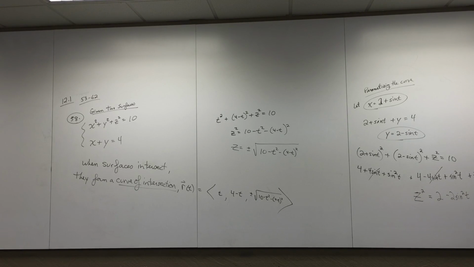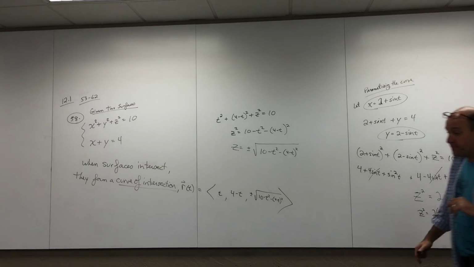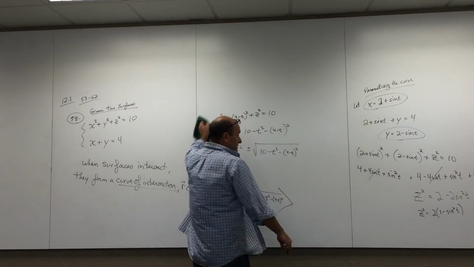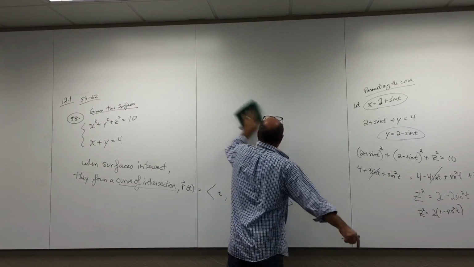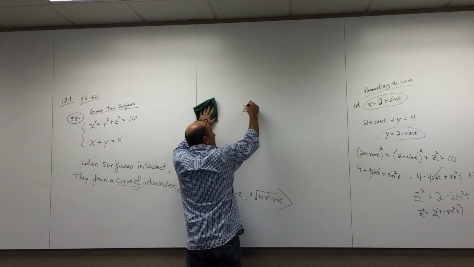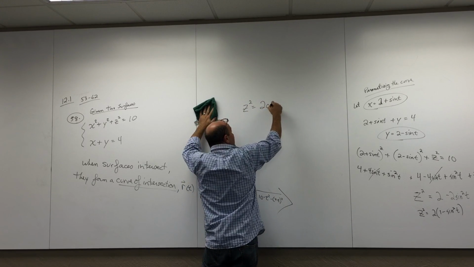You following my math? All right, now I see something, because I know I work with sines and cosines a lot. I know about these identities. If I factor out a 2, I have 1 minus sine squared. And 1 minus sine squared is very famous. 1 minus sine squared is? Cosine squared. I'm going to move up here where I got a little room. So now I got z squared equals 2 cosine squared.